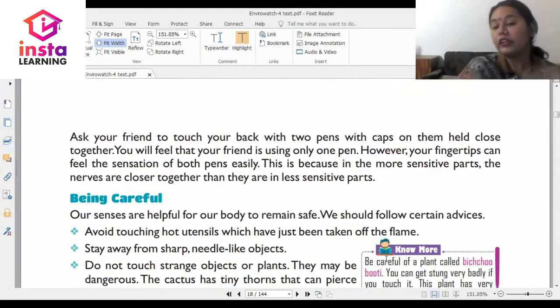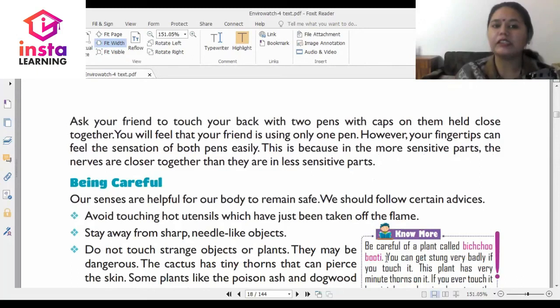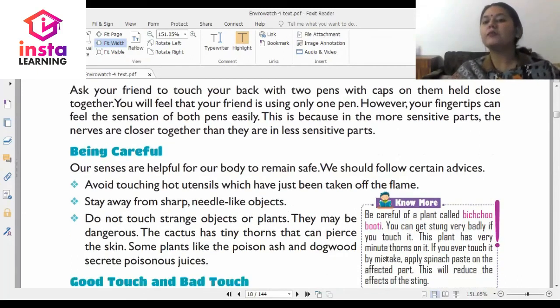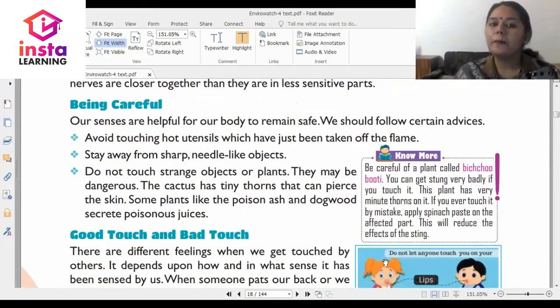Okay, so they have given an activity. Ask your friend to touch your back with two pens, with caps on them, held close together. I mean, you have to be very careful while doing this. You will feel that your friend is using only one pen. However, your fingertips can feel the sensation of both the pens easily. All right. This is because the fingertips are the most sensitive part.